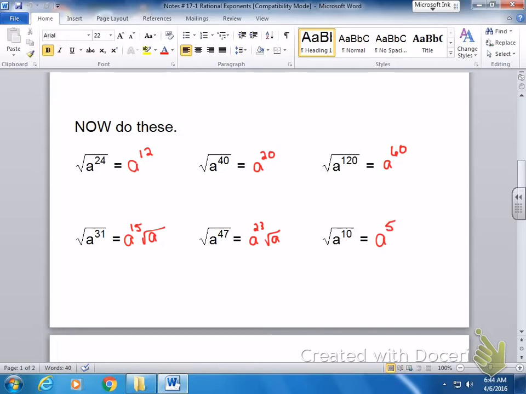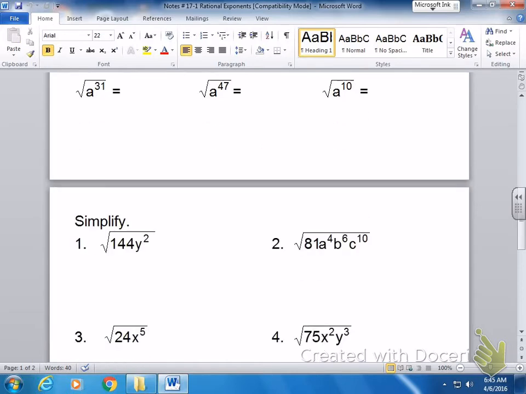So, guys, these are pretty quick and easy. We're going to add in some numbers in a second. You may have to get some prime factors. But other than that, as far as the variables go, they're pretty quick and easy. Let's go to the back page.